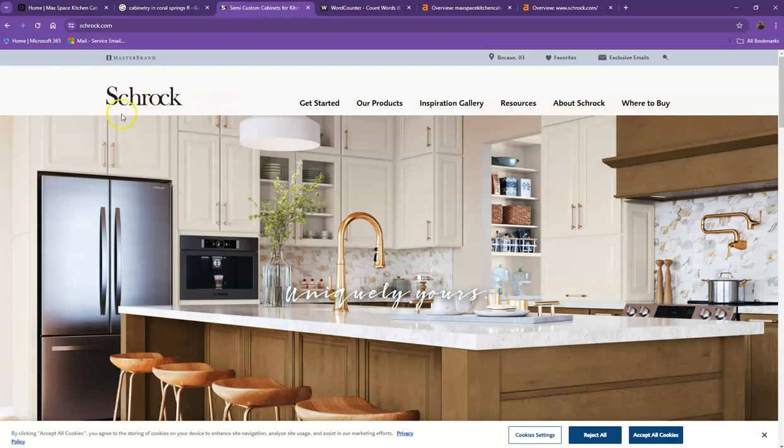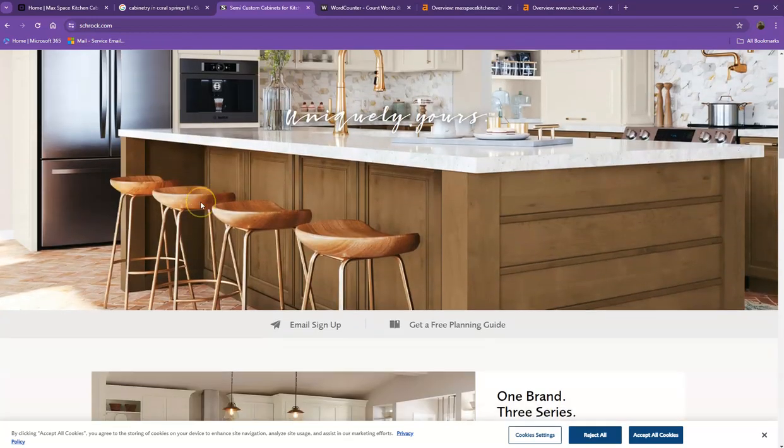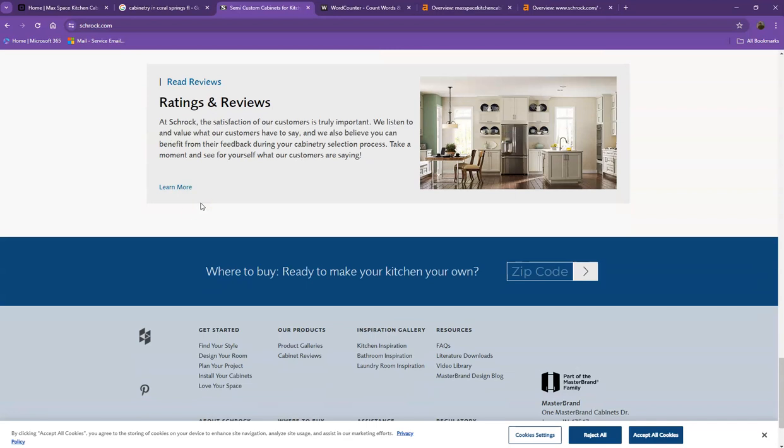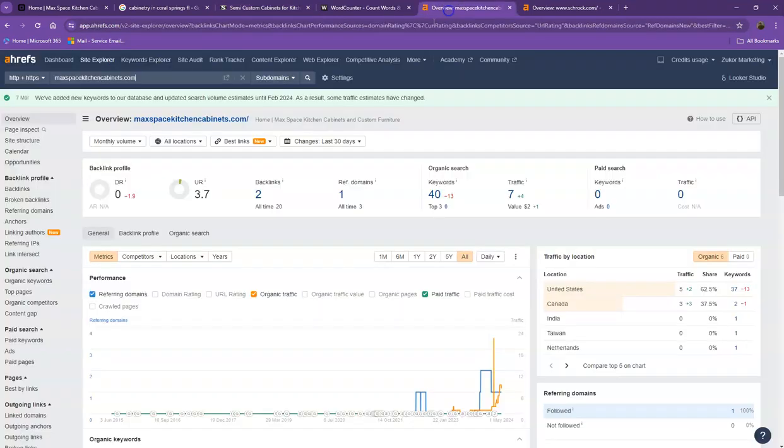For their website, they also have their logo at the top. They have good photos, nice layout, and a good amount of content as well. Let's go ahead and move on to the numbers. So we have here Ahrefs, one of the paid tools that we're using for us to have some more information on the back end of your website.